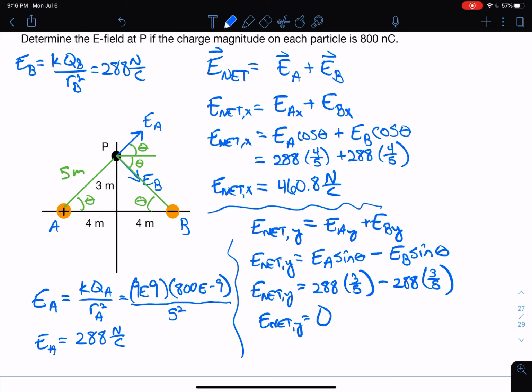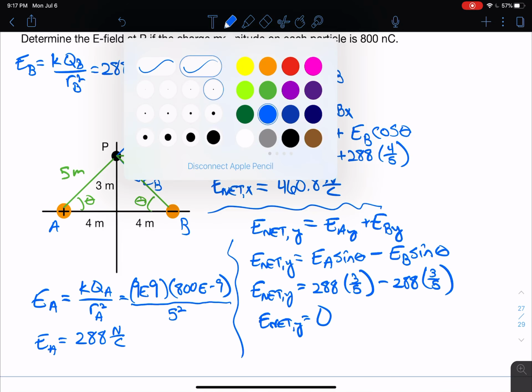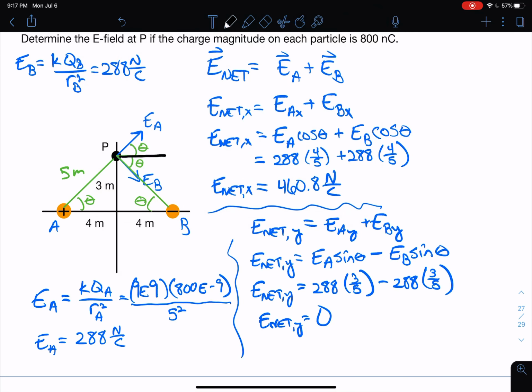And so I've got my answer. That means in this case, since one of my components is 0, the net electric field is an x-axis vector, and it's pointing horizontally. That happens to be E net right there, and this is the magnitude. So I now know the direction and the magnitude of the net electric field.